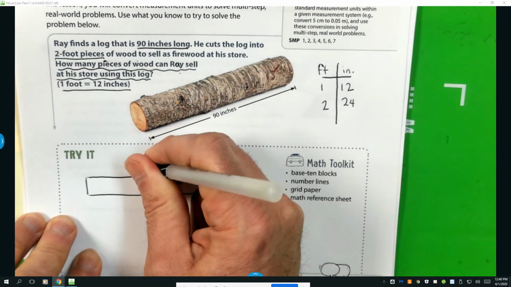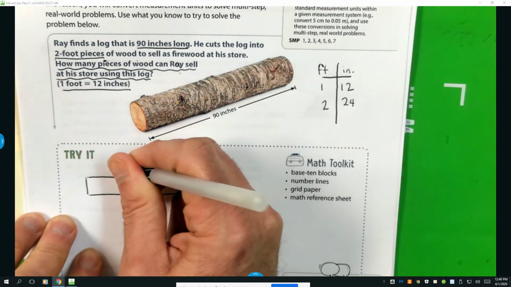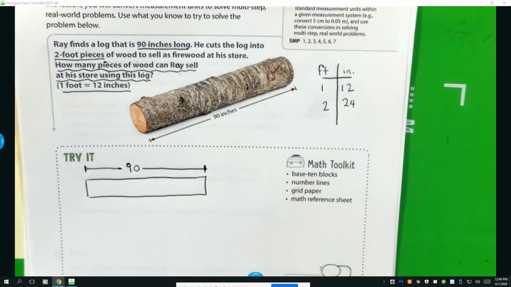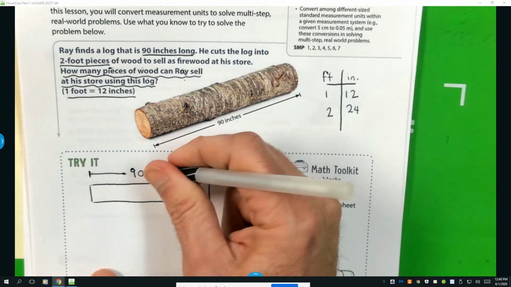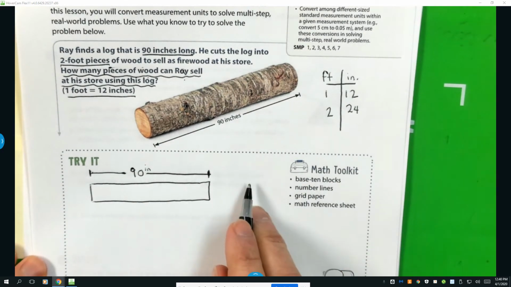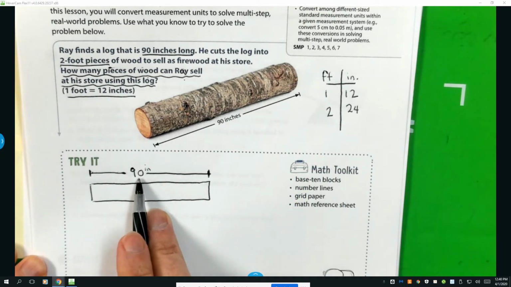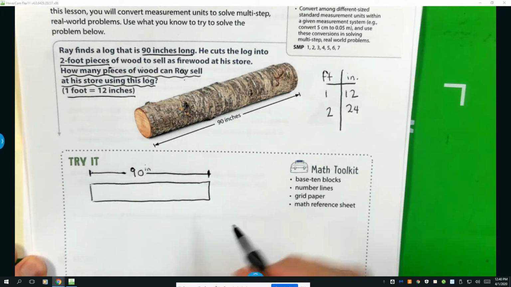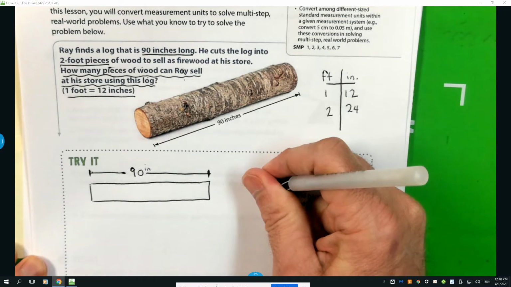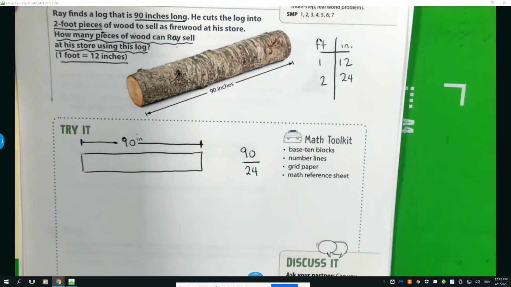I know that this is 90 inches over here, and we've got to figure out how many groups of 24 are in 90 inches. There's a couple ways you can do it. You could add 24 as many times as you can until you get a number bigger than 90, or you can just quickly divide it, 90 divided by my groups of 24, and that's how you would solve it. So I think that's where most of us should start.